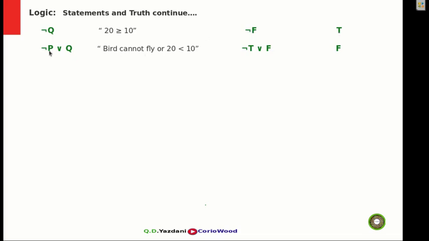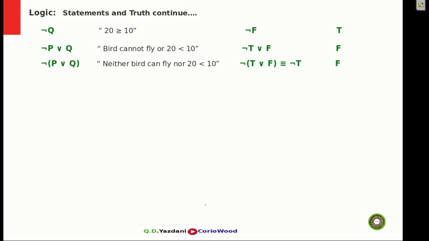The second part here, not P or Q: birds cannot fly. So we have not P, birds cannot fly, and 20 is less than 10. So not true, or false, makes it false. Here we have another condition, not P or Q: neither birds can fly nor 20 is less than 10. So not true or false is equivalent to not true, which makes it false.